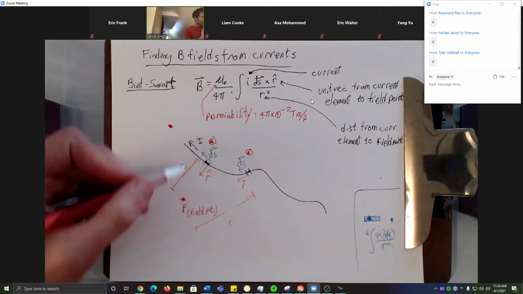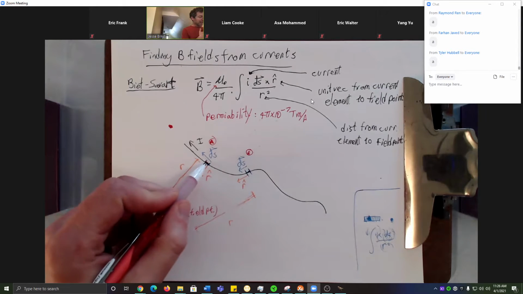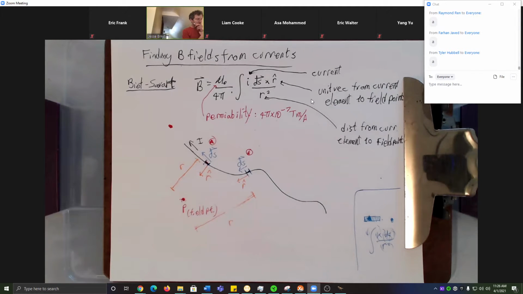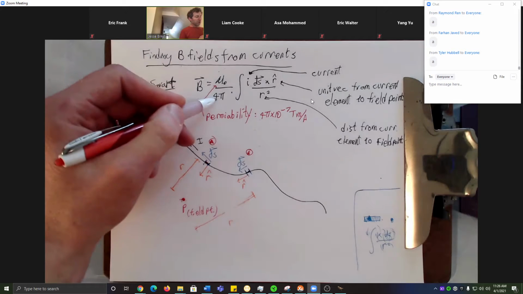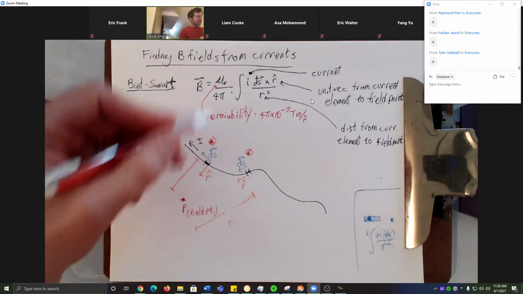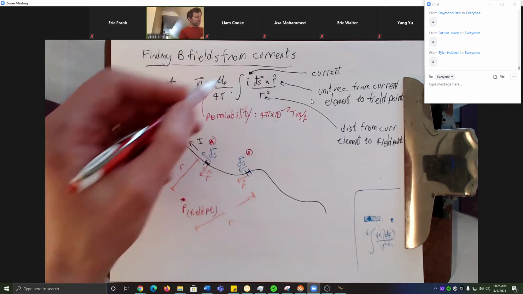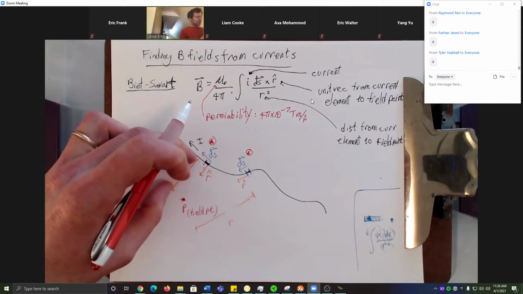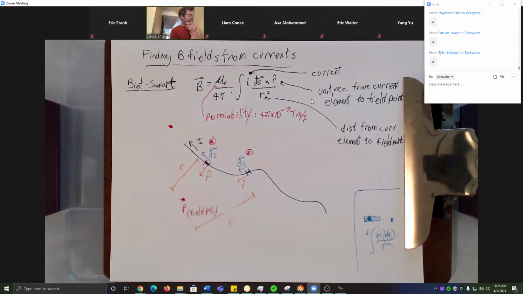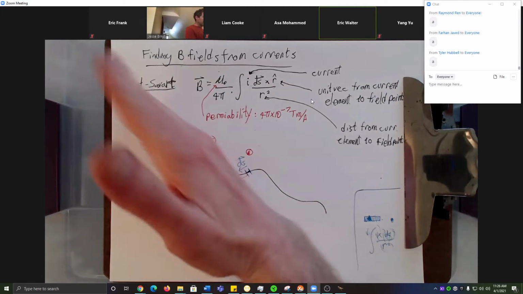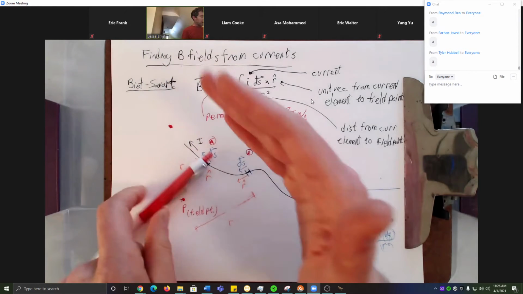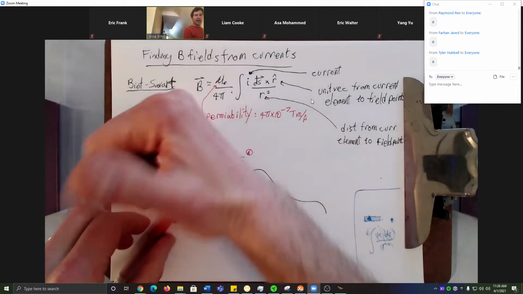All right, what's the direction of the B field here from this element? I know its size is mu naught over 4 pi times I, and let's say ds and r hat are perpendicular, so that'll just be ds, and that'll be 1 over r squared. But what's the direction? Do ds vector cross r hat. Out of the page? Yep, out of the page. ds vector is that way, r hat is this way, ds cross r is out. Good.